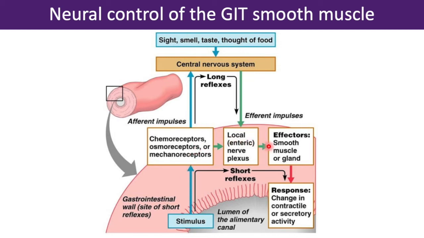Signals will be sent to the myenteric or submucosal plexus, where these plexuses will cause either the smooth muscle to increase in contraction, or the gland to increase secretions to ease the digestion process. The receptors will also send impulses to the central nervous system, which will then also stimulate the plexus. The stimulus to the CNS may also come from sight, smell, taste, or thought of food. So meaning even without substance in the lumen, the plexus may also be stimulated.